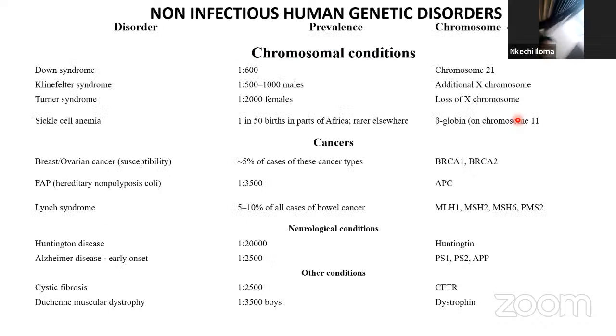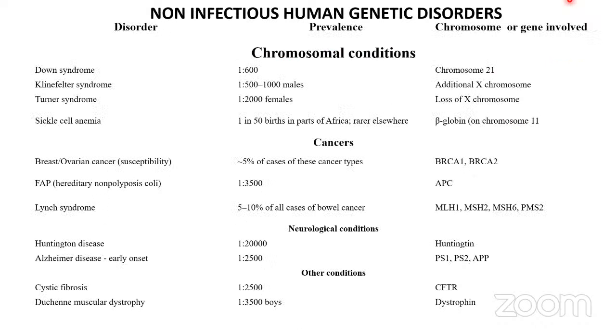So some of the abnormalities that can be tested include things like Down syndrome, which is a chromosomal condition where you're able to detect the gene involved on chromosome 21. We also have Klinefelter syndrome, which happens in about 1 in 1,000 males, with an additional X chromosome; that's where the gene is involved. We can also look at sickle cell, the beta globin gene on chromosome 11, where that gene alteration takes place. We can actually use molecular methods to detect that.